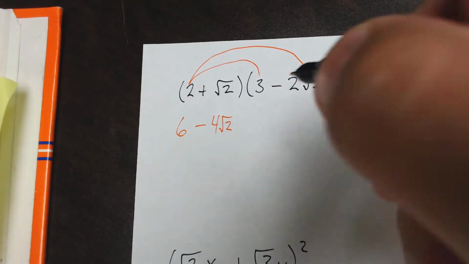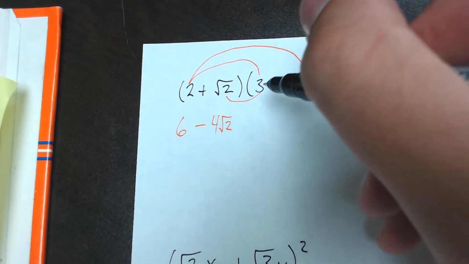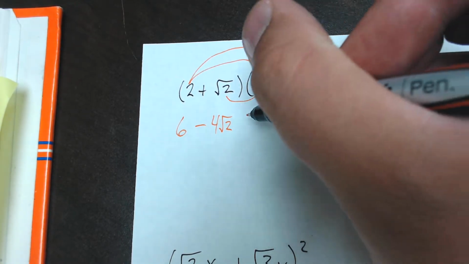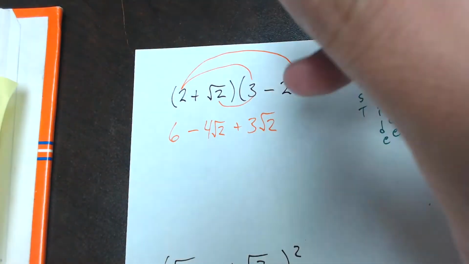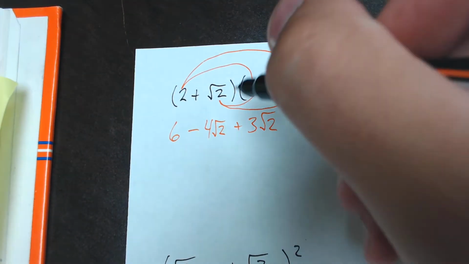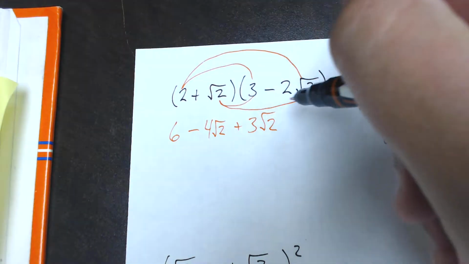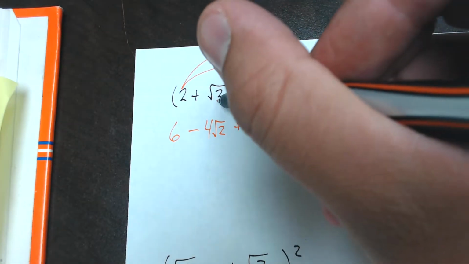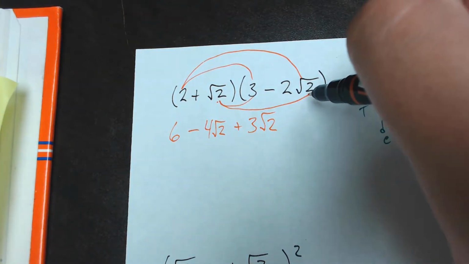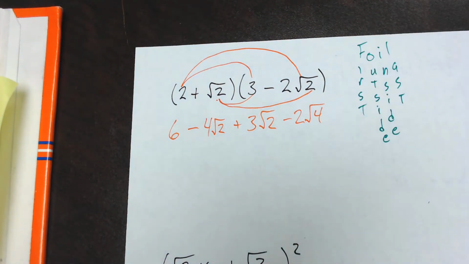So that's outside. Now let's do inside. 2 times root 3. So whole number times radical just becomes positive 3 root 2. Then we do last times the last, which is a radical times a whole number and a radical. Here we multiply the radicals times each other, and the whole number doesn't get multiplied by anything. So the square root of 2 times the square root of 2 becomes square root of 4. So this becomes negative 2 times the square root of 4.